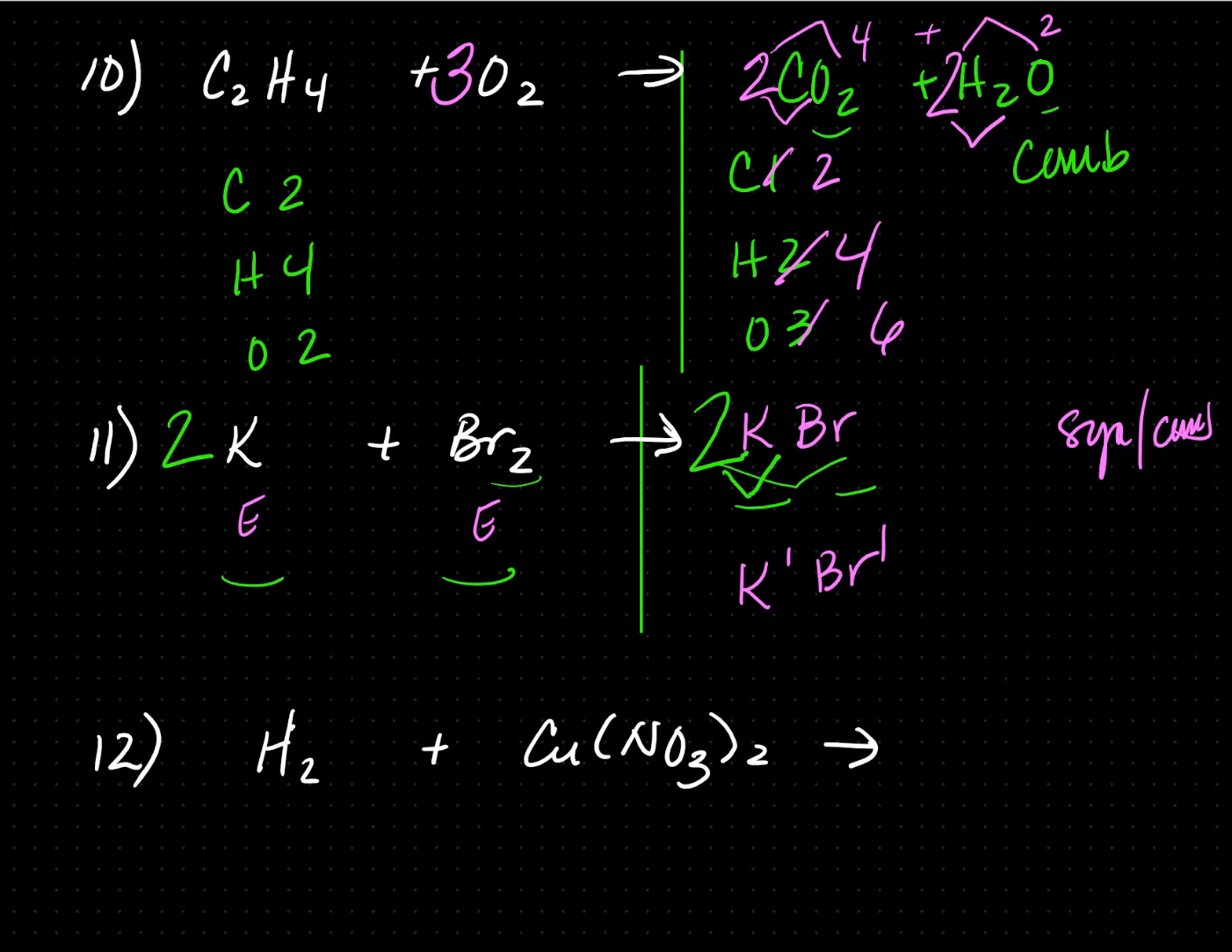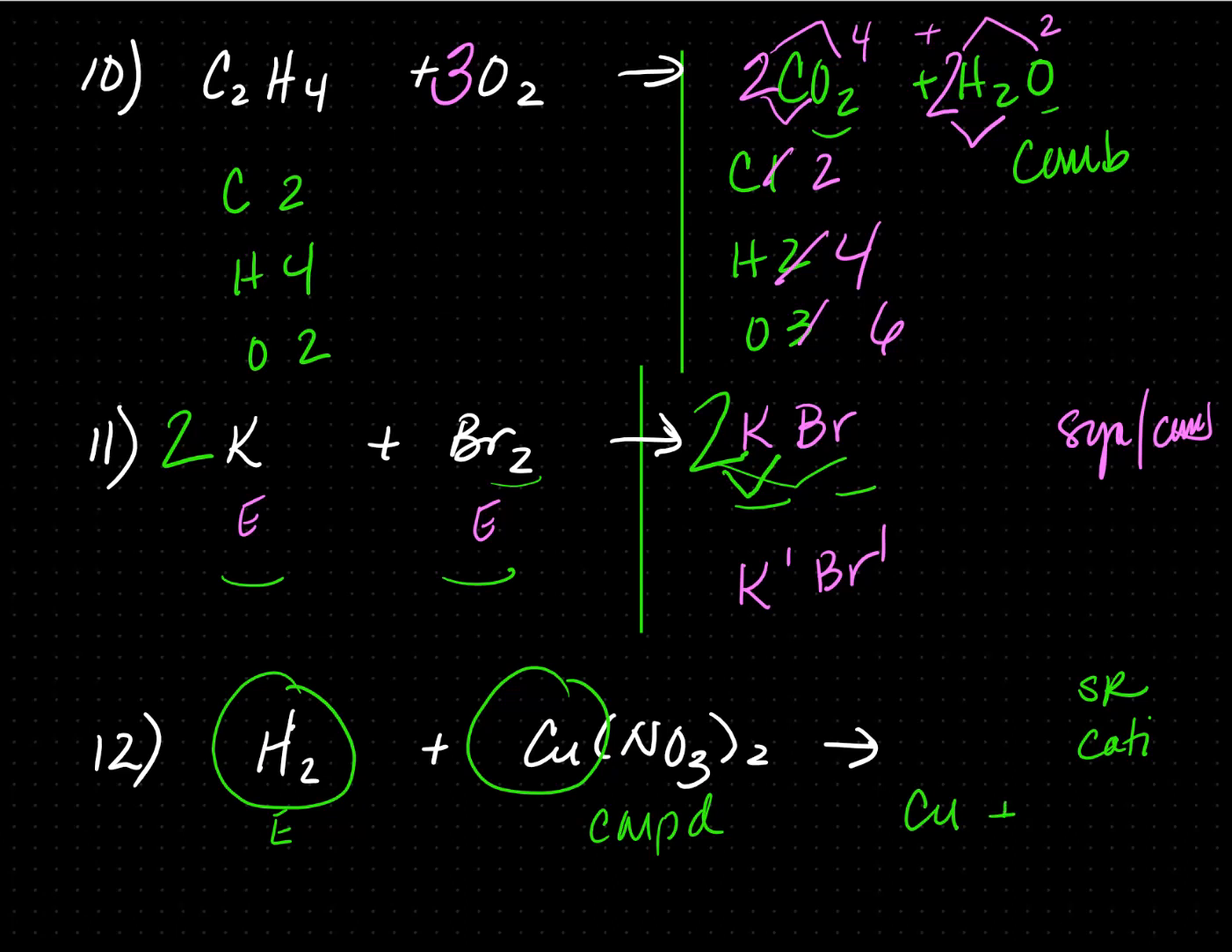Next one, number 12, H2 is an element. H is a diatomic. It occurs as a pair. Copper nitrate is a compound. So this is a single replacement. That is a cation, so the hydrogen here is going to replace the copper. So that means copper is going to be by itself, plus hydrogen, which has a charge of 1, is going to combine with nitrate, which has a charge of 1. That's going to be nitric acid.